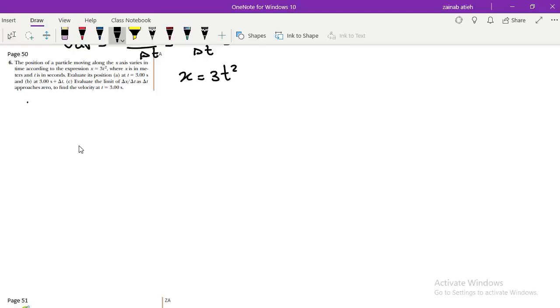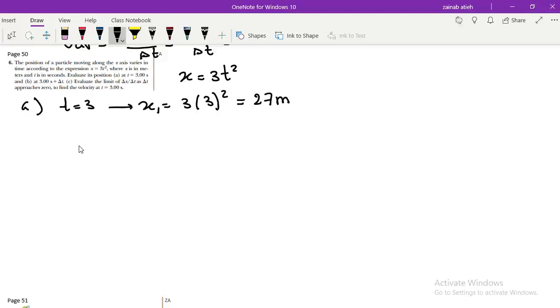This one is easy. So, part A, for t equals 3, we can find x. We can call it, for example, x1. It's equal to 3 times 3 squared. I will get 3 squared, 9, times 3, I will get 27 meters.